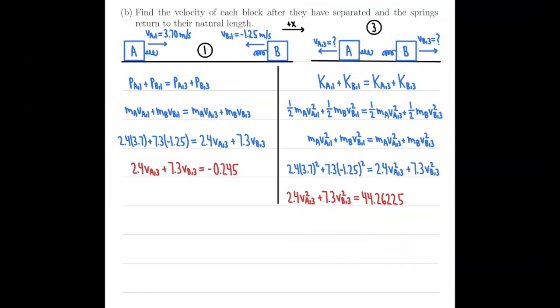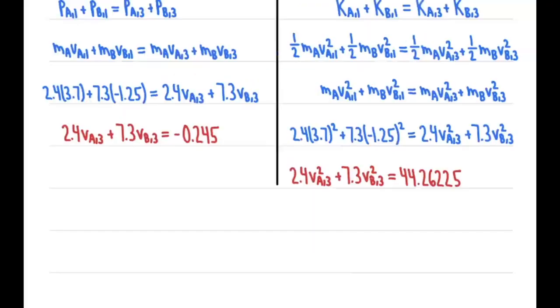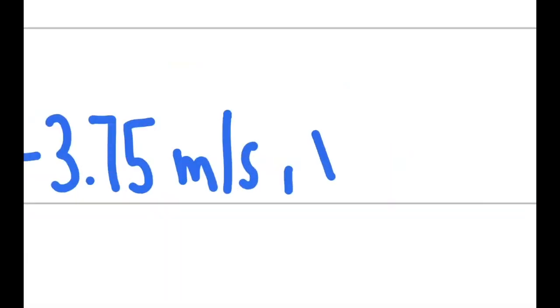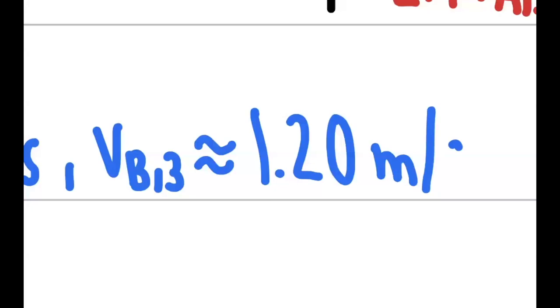So it turns out the solution using the graph is that VA3 is about negative 3.75 meters per second and VB3 is about 1.20 meters per second.